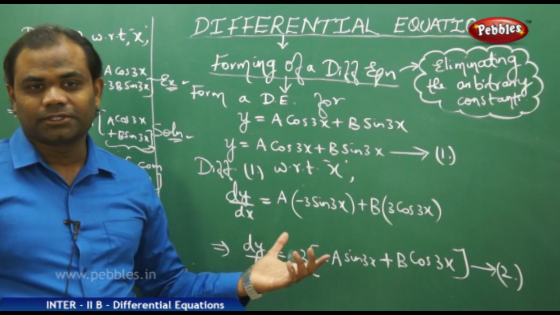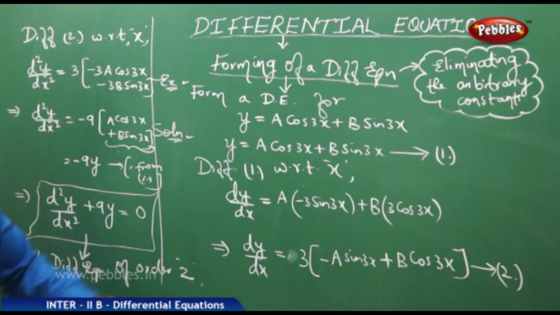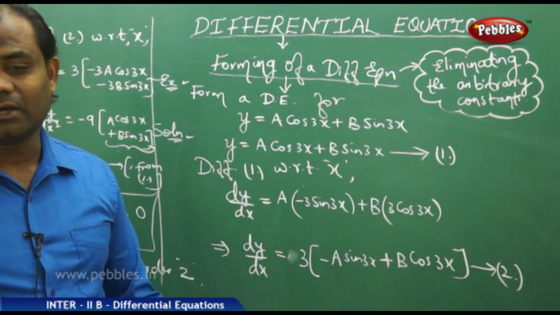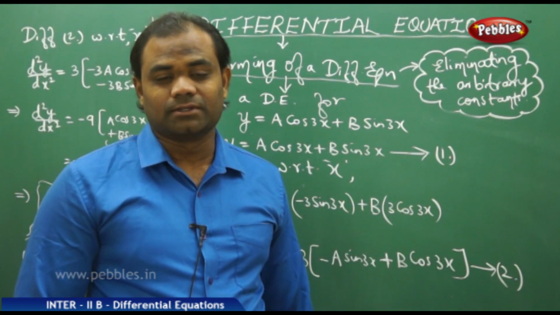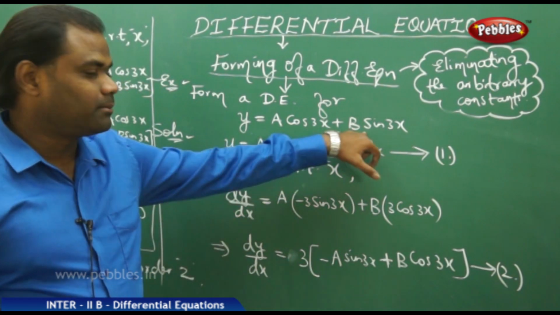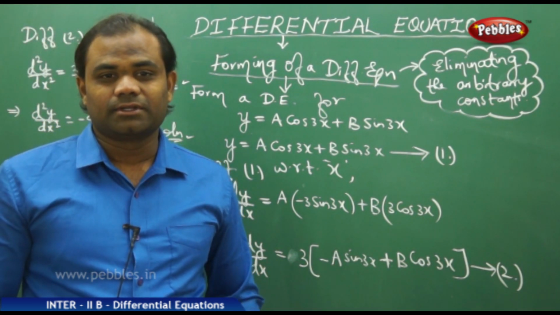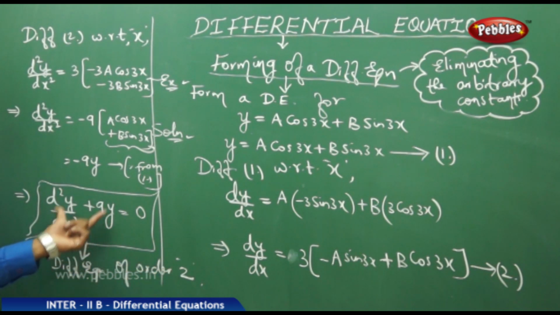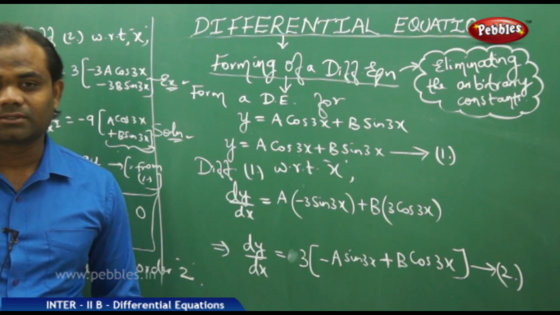So every function or curve is associated with its corresponding differential equation, and it is very important to identify that in this curve, which has two arbitrary constants, the order of the differential equation will be 2. If the number of arbitrary constants is n, then that differential equation will have order n. So the order of a differential equation is associated with the number of arbitrary constants in the curve. Therefore, in order to eliminate two arbitrary constants, I differentiate the equation twice. In order to eliminate three arbitrary constants, I differentiate the equation thrice, etc. So the ordinary differential equation of order 2 for y equals a cos 3x plus b sin 3x is d square y by dx square plus 9y equals 0.